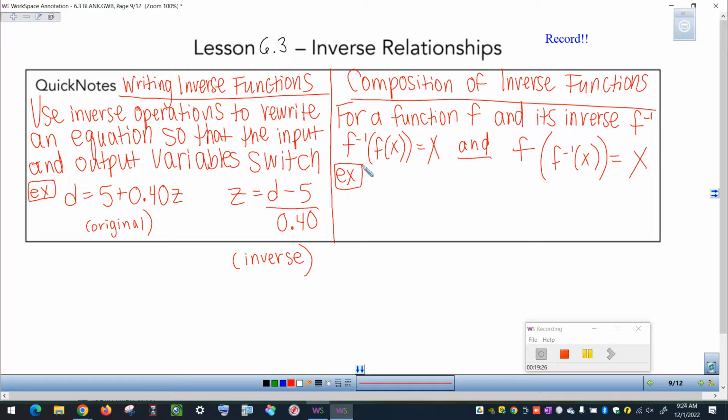Okay, so we're going to put in another little example here, connecting this back to our frozen yogurt problem. Our original function f, we were inputting ounces, and that gave us an output of dollars. Then for the inverse, f inverse, we put in the dollars, and the output that it gave us was the ounces.